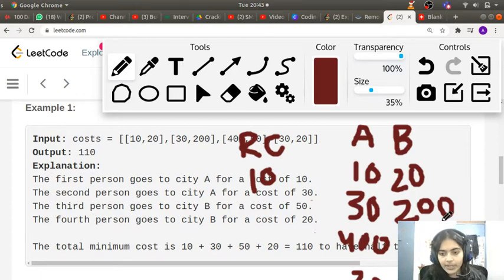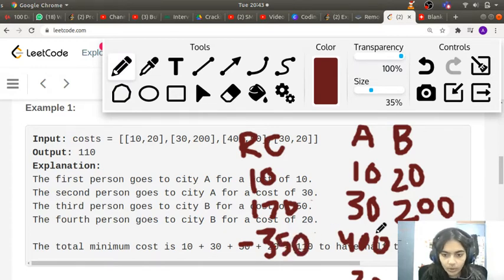For the second person, similarly, flying him to city B is going to cost us 200, flying him to city A is going to cost us 30. 200 minus 30 is 170, so we are going to save 170 by flying him to city A over city B. For the third person, the relative cost is 50 minus 400, that is minus 350. So we are going to make a loss if we fly him to city A over city B. For the fourth person, similarly, 20 minus 30 is minus 10.